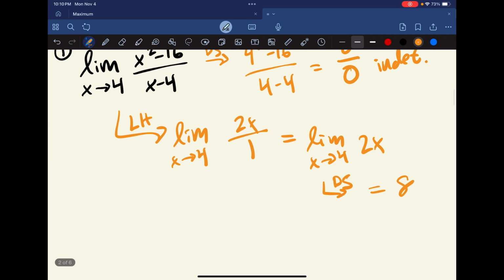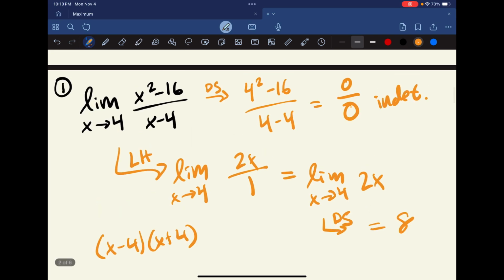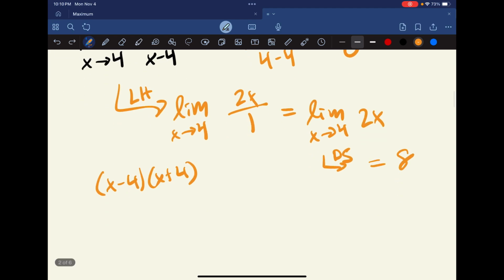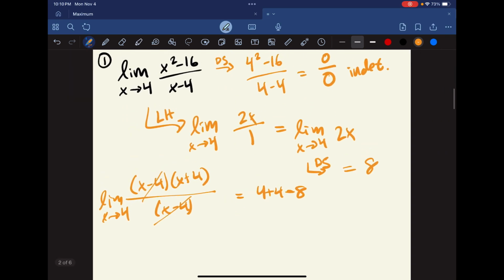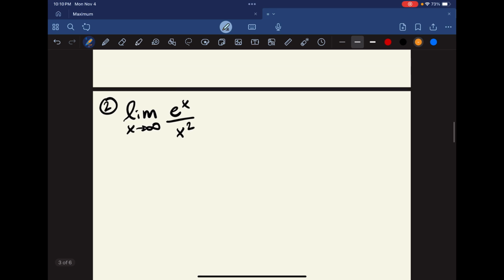And if we just did the regular x minus 4, x plus 4, if we factored this binomial to this form, and then canceled out these x minus 4s, and then plugged it in, we would get 4 plus 4, which is 8, right? So we can see L'Hopital's rule works. So now another example could be this.